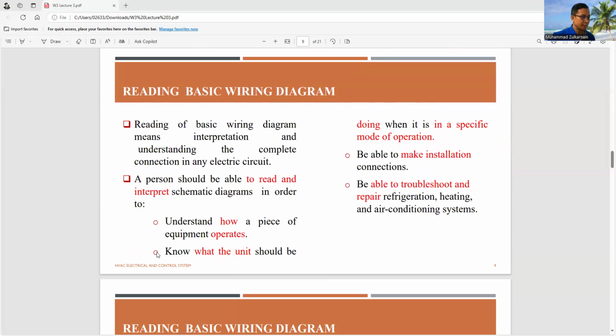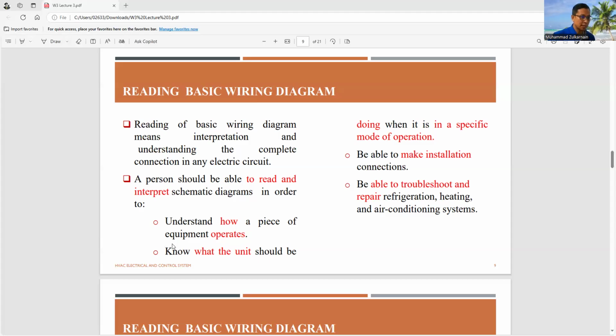Reading a basic wiring diagram means interpreting and understanding the complete connection in any electric circuit. We have several objectives for why we simplify the diagram, so we can easily read the whole system. A person should be able to read and interpret a schematic diagram in order to understand how a piece of equipment operates, and know what the unit should be doing when it is in a specific mode of operation. By using the diagram, you can understand how the operation actually works inside the system.